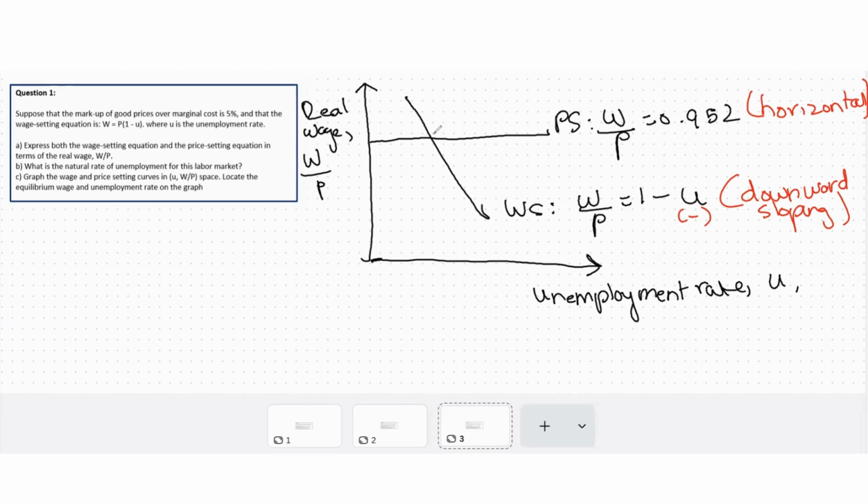So equilibrium occurs at the intersection where WS is equal to PS. So this is equilibrium, where WS is equal to PS. And we know the real wage in equilibrium is 0.952 and the natural rate of unemployment is 4.76%.